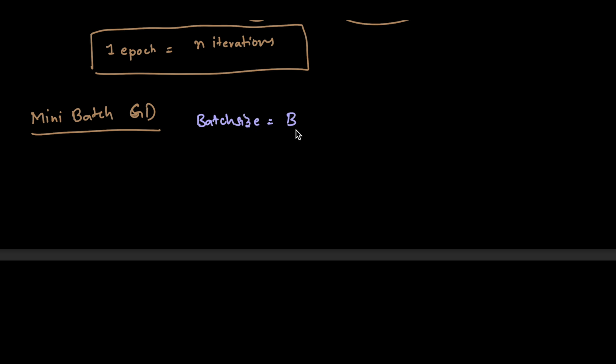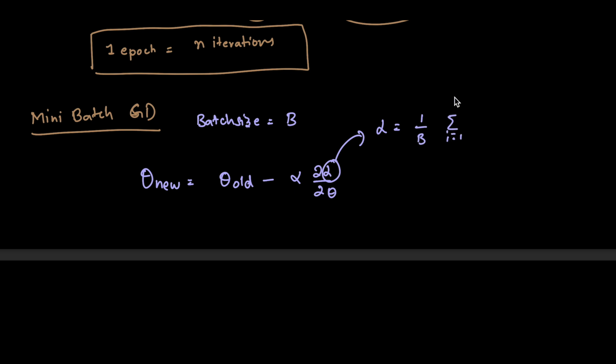So we can decide the batch size. Let's say batch size is B. Then our gradient descent formula will remain the same, that is theta new equal to theta old minus alpha times the gradient of the loss with respect to theta. And how is this loss getting calculated? This loss will get calculated on B number of points, summing i from 1 to B, of (y minus y cap) whole square. So once the loss is calculated on all the B points, then we'll update all the weights that we have.